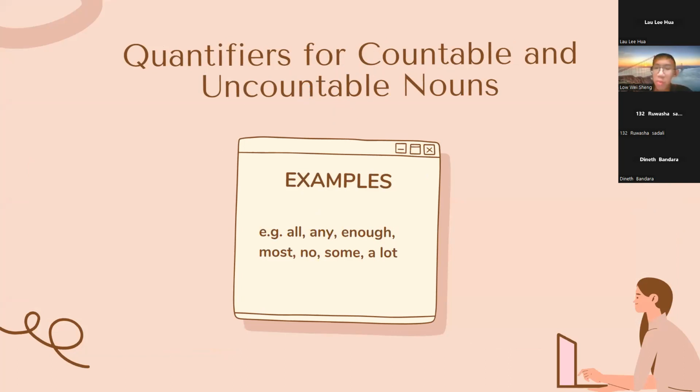As you learn more English and as you use this more, you will be able to better understand how enough, most, no, some are used. So some is an especially common term that's used to describe both countable and uncountable nouns. I can say I have some pencils. Pencils are countable. I can also say I put some sugar in my tea. Sugar is uncountable, but both uses are correct.